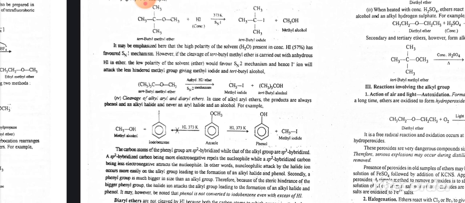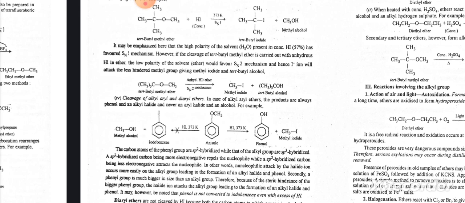However, if the cleavage of butyl methyl ether is carried out with anhydrous HI in ether, the low polarity of the solvent would favor the SN2 mechanism, and hence the I negative ion will attack the less hindered methyl group, giving methyl iodide and butyl alcohol.